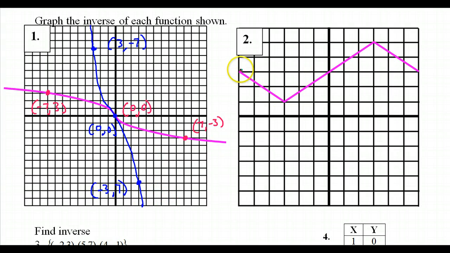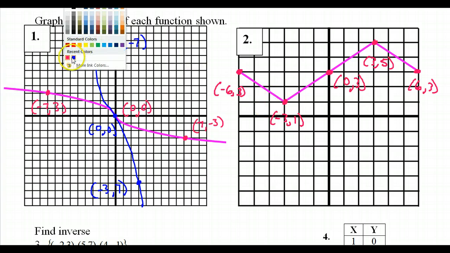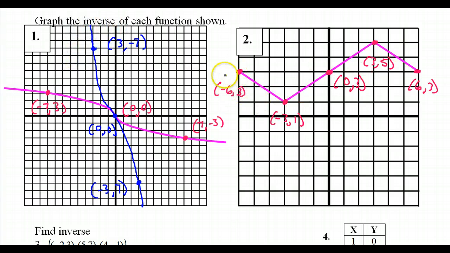Looking at example 2, I see 5 values that I can really use to help me find the inverse of this graph. All I need are these ordered pairs. So this is the point negative 6 comma 3, and this is negative 3 comma 1, 0 comma 3, this is 3 comma 5, and this is 6 comma 3. Now, if I want to graph the inverse, I can just graph the inverse of each one of these 5 points and connect those dots.